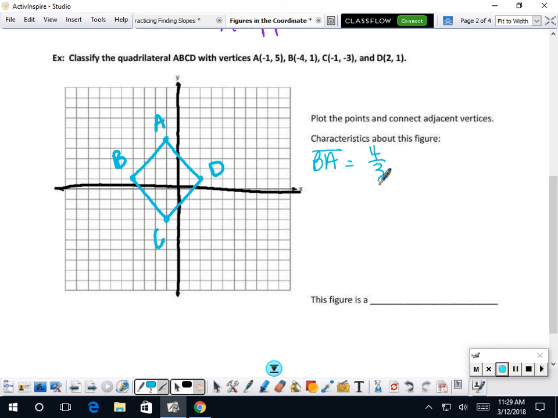Next, I want to find the slope of the line that is parallel to BA, which would be CD. For the slope of CD, I rise 1, 2, 3, 4, and I run 1, 2, 3. So again, it would be 4/3, which does not reduce here.